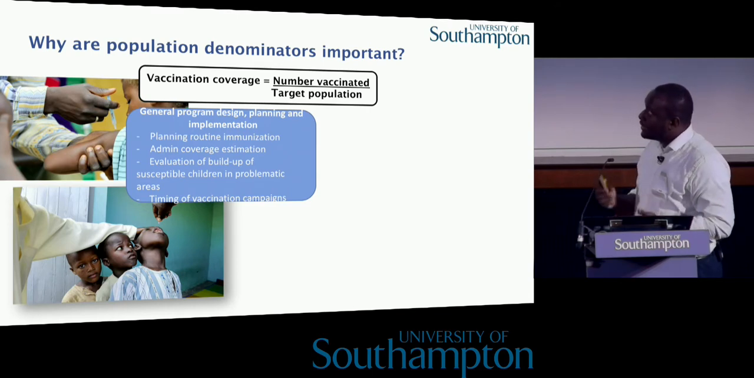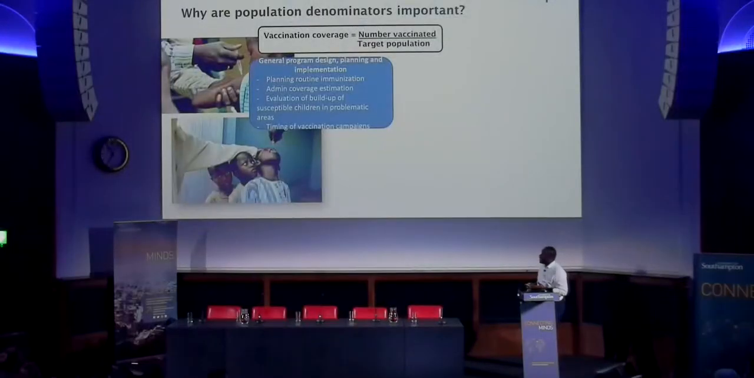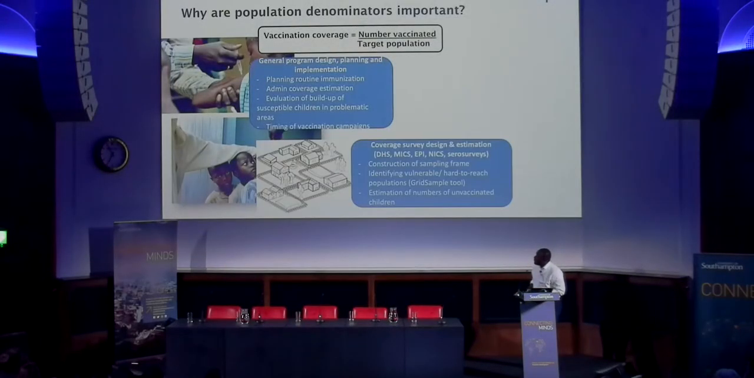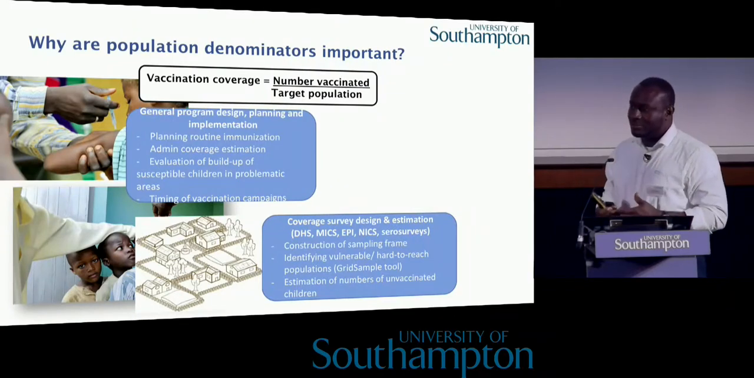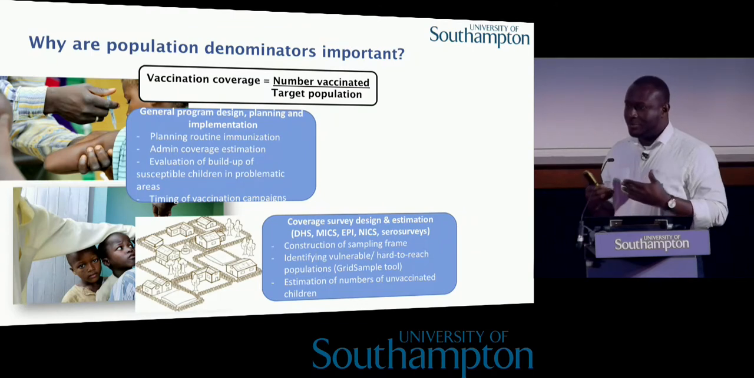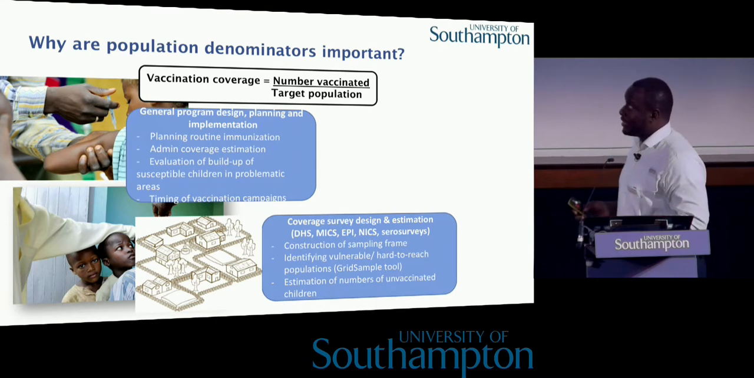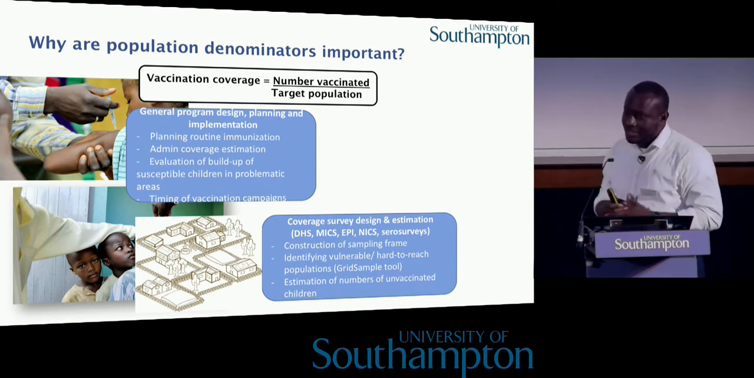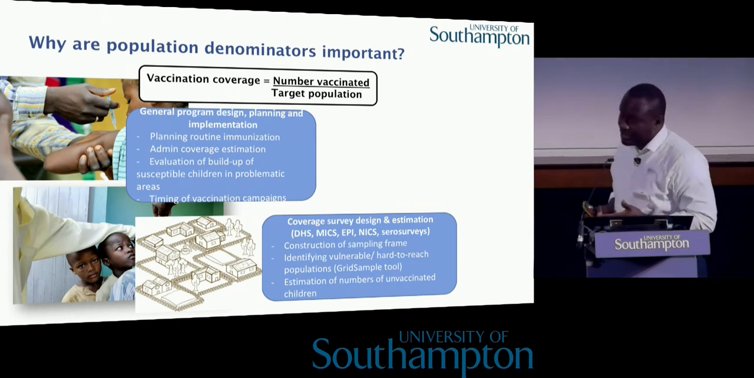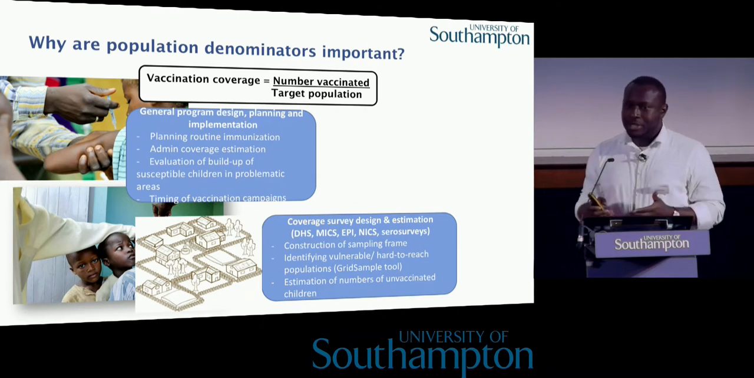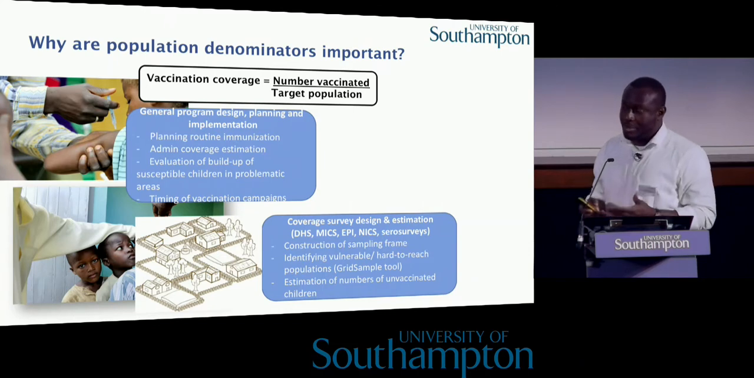And that information can be useful for timing vaccination campaigns. So more often than not, we estimate vaccination coverage from survey data. So surveys take samples from populations, and for these samples to be representative of the populations, we have to know what the true population is for us to be able to take a representative sample. And recently, gridded population data have become useful for designing vaccination coverage surveys in countries where census data are outdated.